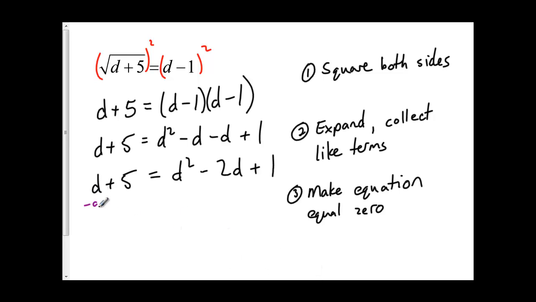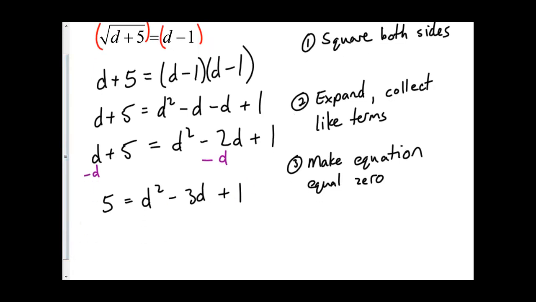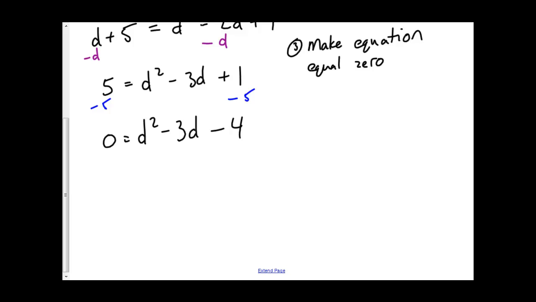So in order to do this, I'm going to subtract d from both sides. And I get 5 equals d squared minus 3d plus 1. And now I'm going to get rid of the 5, so take away 5 from both sides. And I get 0 equals d squared minus 3d minus 4. Now, lucky for us, this can be factored. So my last step is we're going to factor and solve. If it can't factor, we're going to use the quadratic formula. So in this case, it can factor.